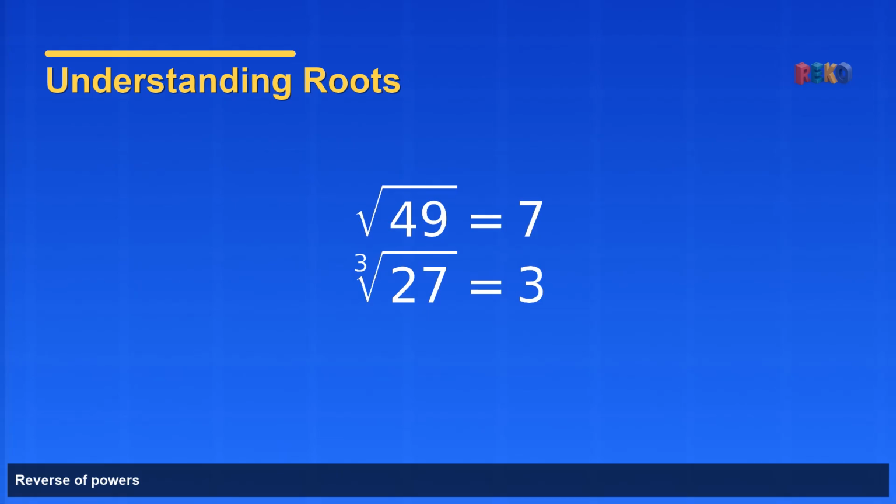A root is the opposite of a power. It asks, what number was multiplied by itself to make this result? For example, the square root of 49 is 7 because 7 times 7 is 49. The cube root of 27 is 3 because 3 times 3 times 3 is 27. The number inside the root symbol is called the radicand, and the small number outside shows which root we are taking, for instance, a cube root or a fourth root.